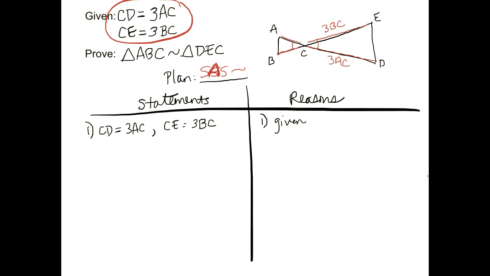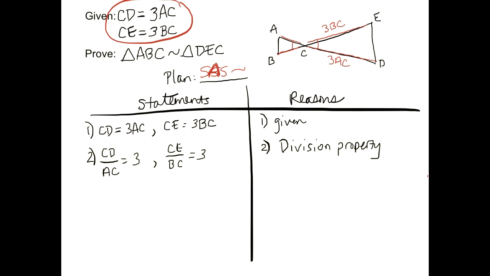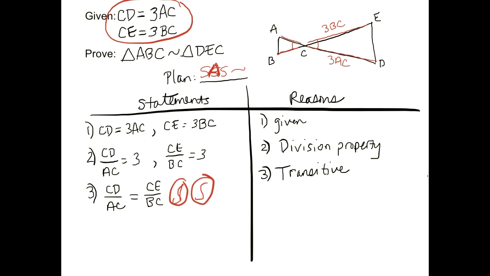So I'm going to go ahead and write the first statement of my proof, which is my given. And I'm just going to divide AC on both sides and get CD over AC equals 3. Divide BC on both sides and get CE over BC also equals 3. And all I did is division property there. And so if they both equal 3, that means that they're equal to each other. So that's my transitive property. So as you can see, these are my two sides here and here. So I can go ahead and cross those off my plan.